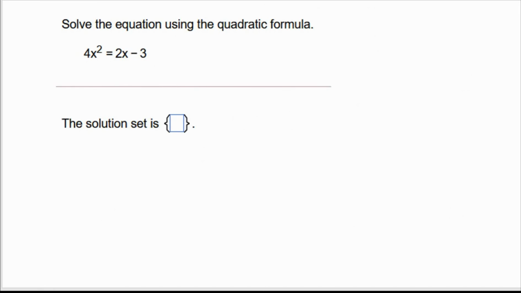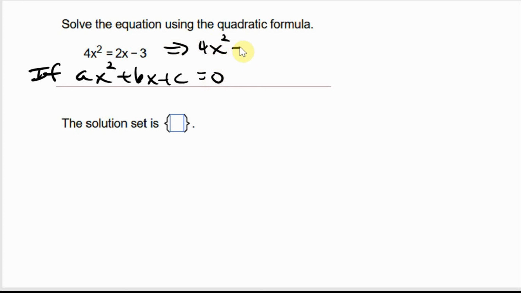All right, we have to write that in the form. Remember, it says if ax squared plus bx plus c is equal to 0. This is not written in that form. So we say this implies then that we have 4x squared minus 2x plus 3 is equal to 0. Now it's in that form.